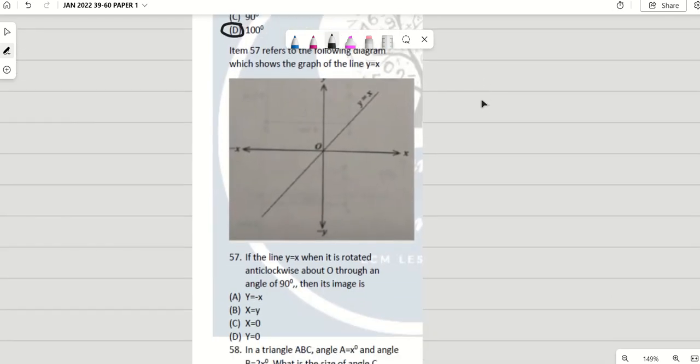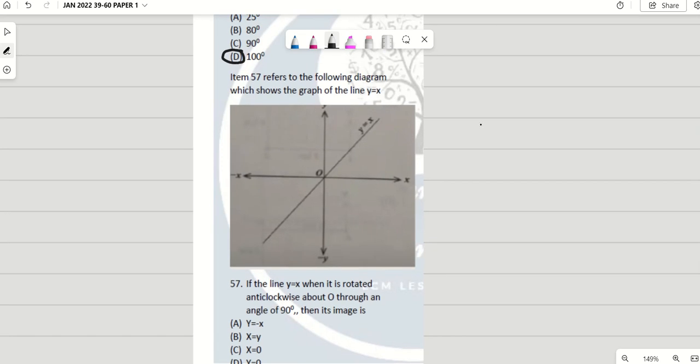All right, let's look at item 57. Item 57 refers to the following diagram, which shows the graph of a line y is equal to x. If the line y is equal to x is rotated anti-clockwise, now we know clockwise is this direction, so anti-clockwise would be the opposite direction. Okay, let's read it. Let's erase that. If it is rotated anti-clockwise through a 90 degrees angle, right?